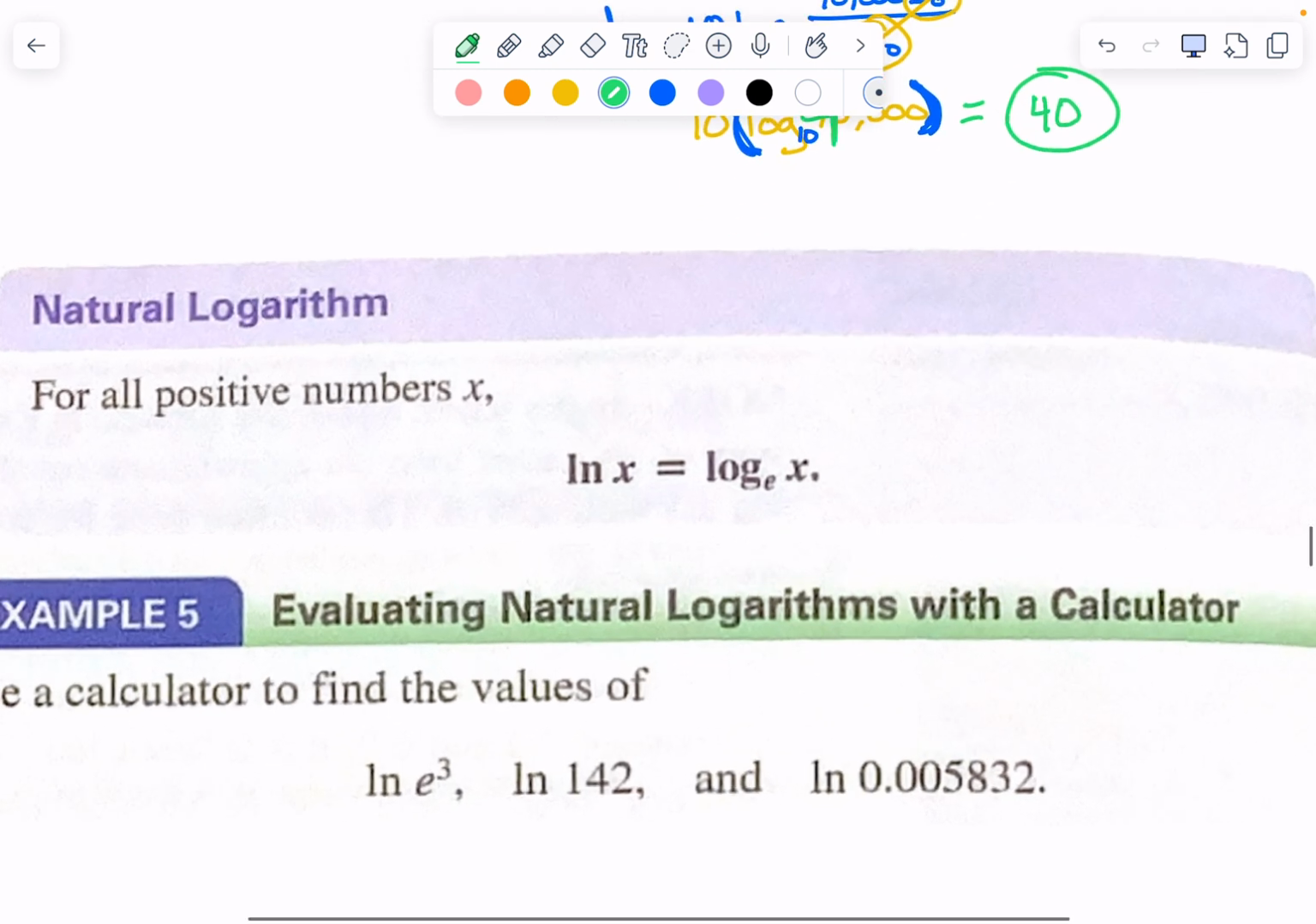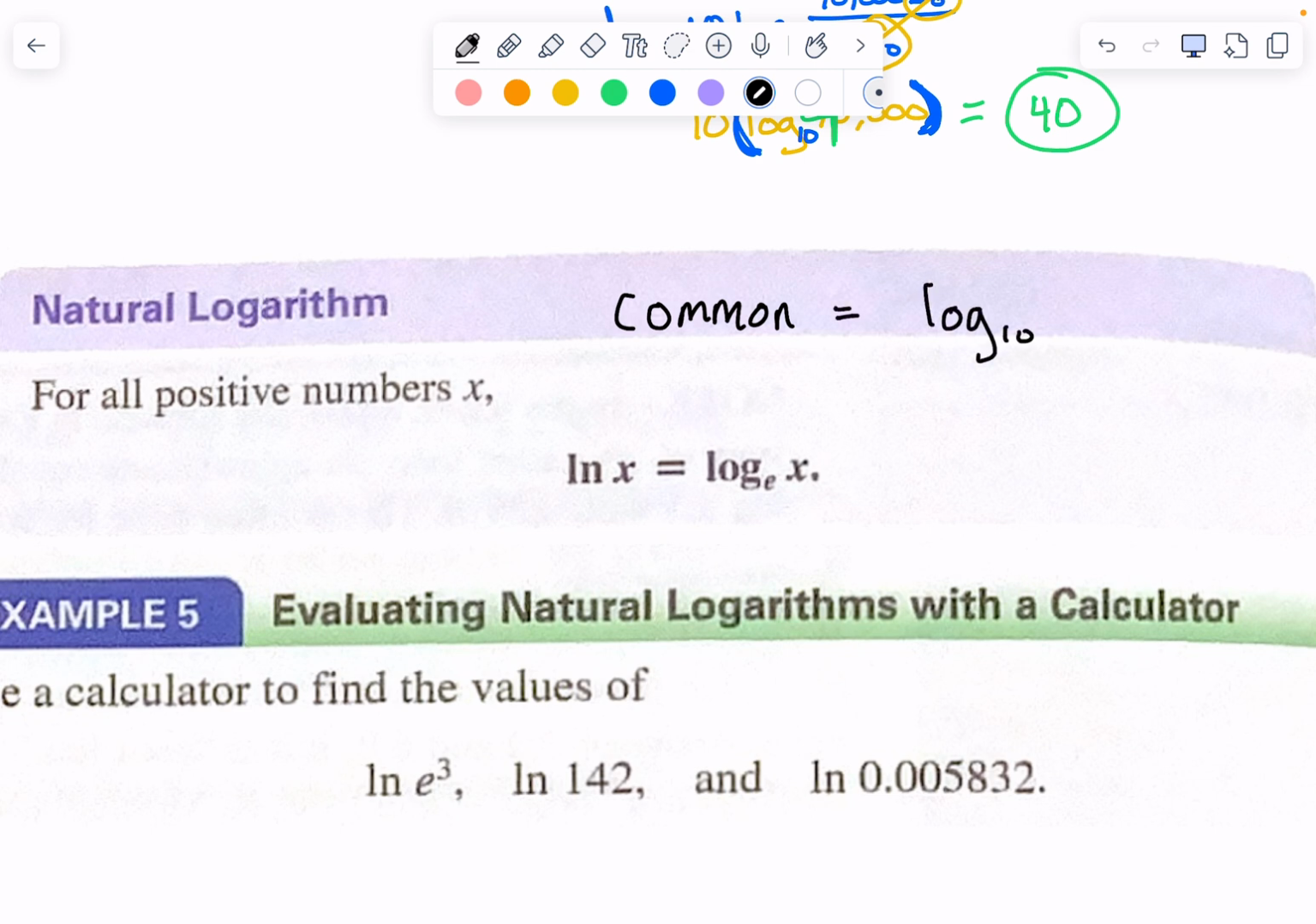Okay. Next thing, natural log. So we just had common log, and I just wrote that at the top. The common log is log base.